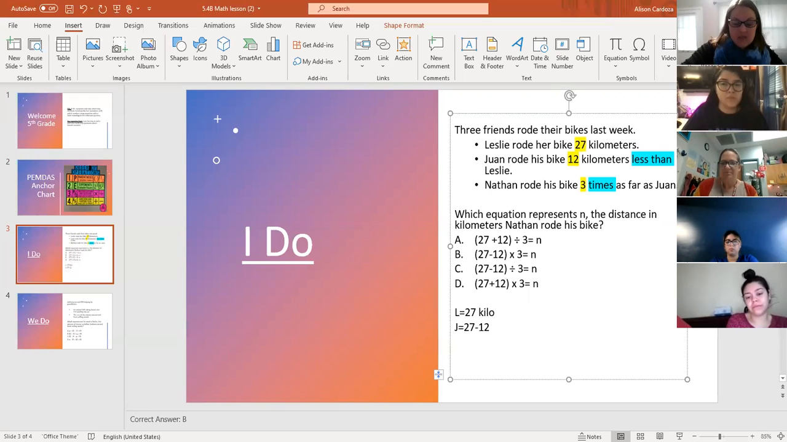And then Nathan rode his bike 3 times as far as Juan. How far did Juan go? 27 minus 12, right? And then he did his 3 times, and we already said that that is multiplication. So from there, do we see which answer choice represents the equation for Nathan? It's D, right?